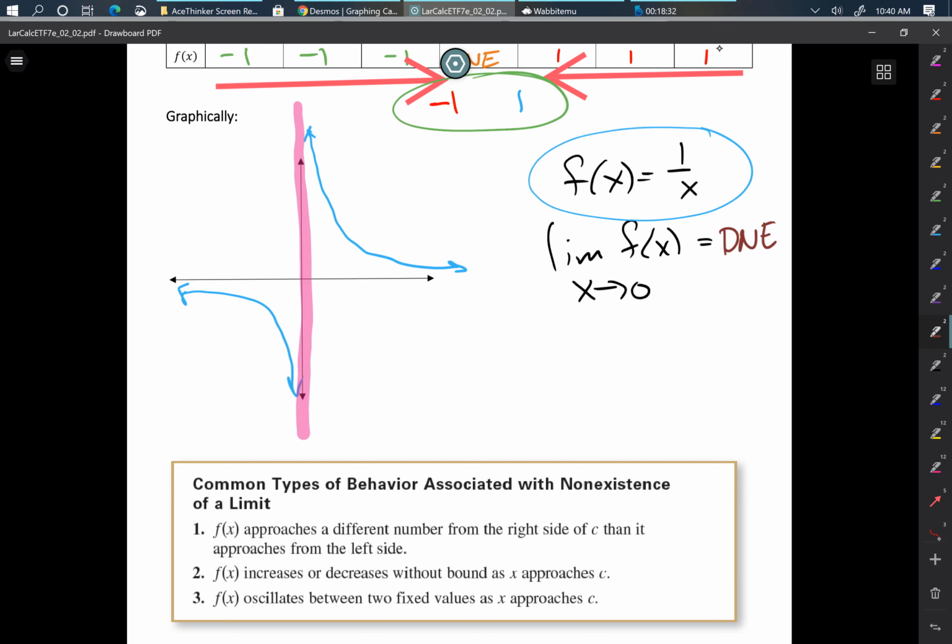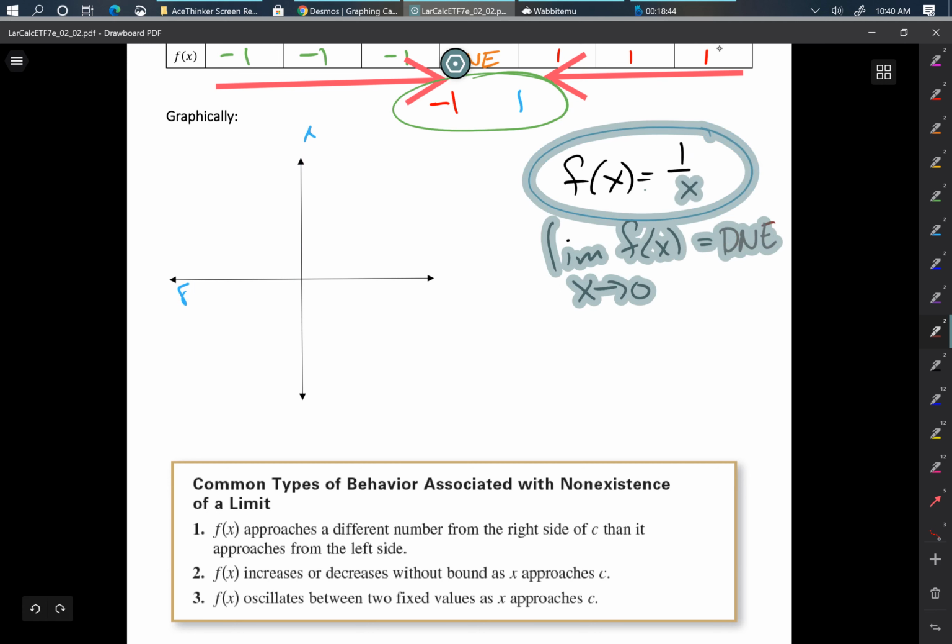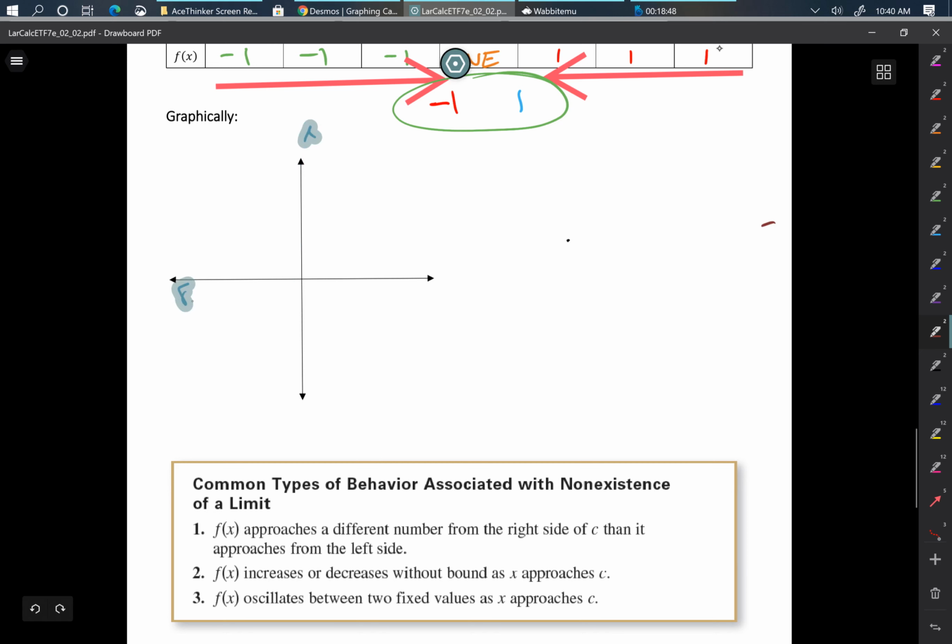Right? Now the last one's kind of a tricky one. f of x oscillates between two fixed values as x approaches c. So rather than give you a function for this, because the functions that do this are kind of ugly to look at, we'll just make a quick sketch.